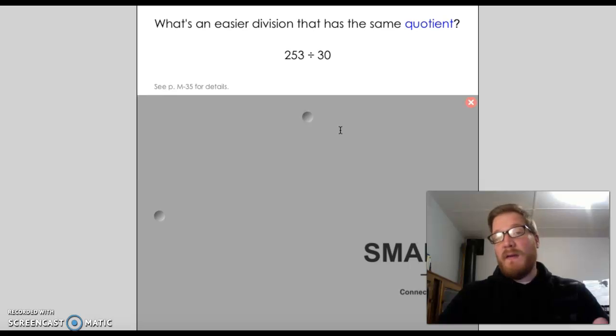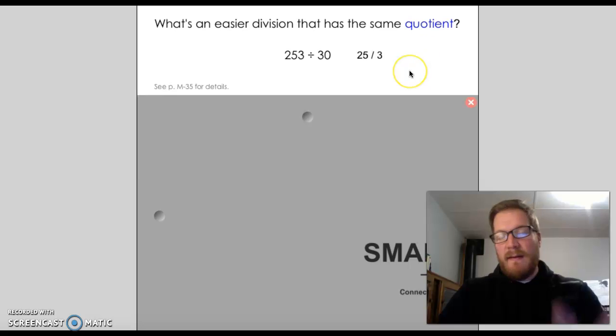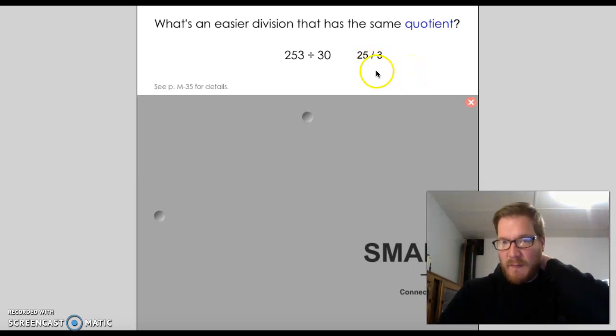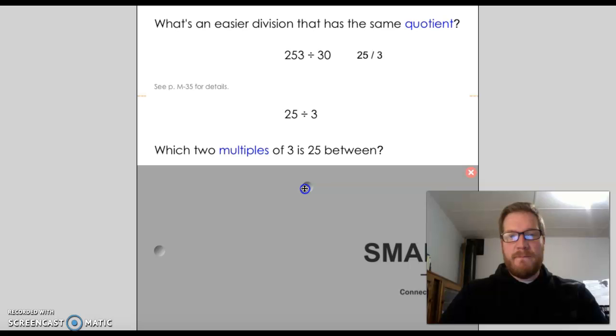So then the next question becomes, well then what's an easier division that has the same quotient? So if I have 253 divided by 30, an easier question to consider, I'm going to make my text a little bit bigger, would be 25 divided by 3, because again, 3 times 8 is 24, 3 times 9 is 27. So that's the easier question. Which two multiples of 3 is 25 between? It's between 24 and 27.